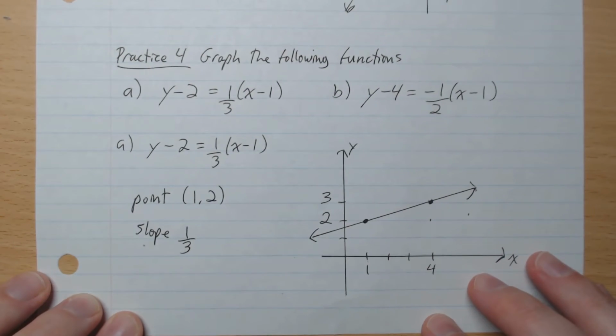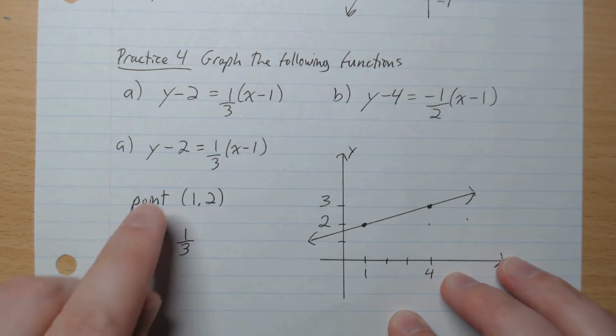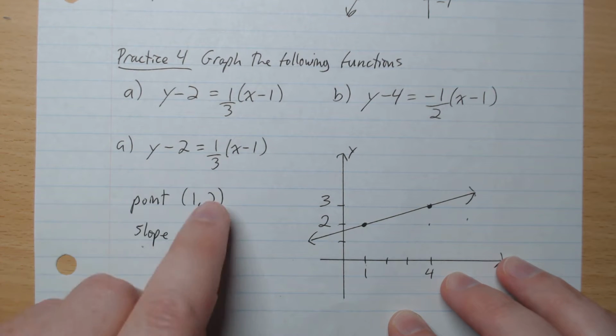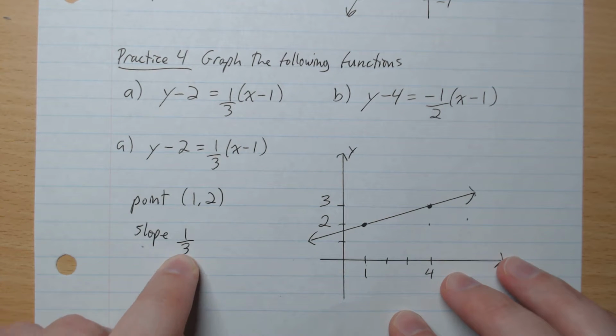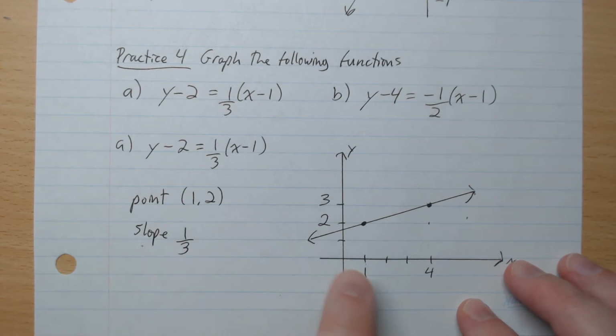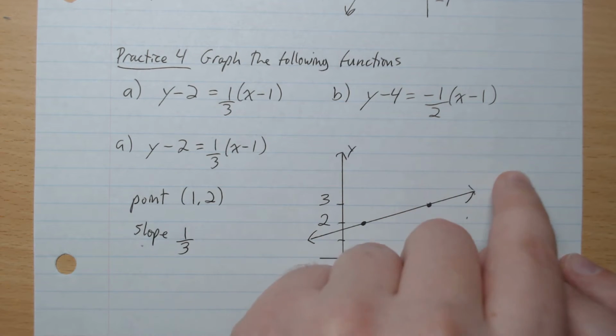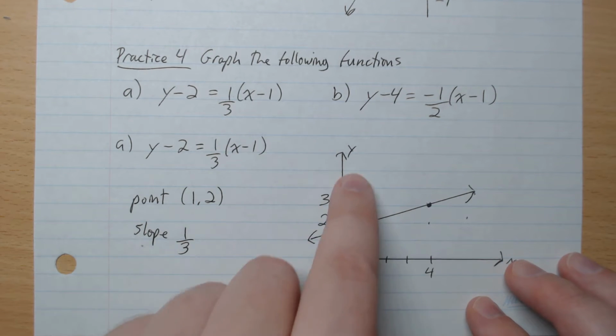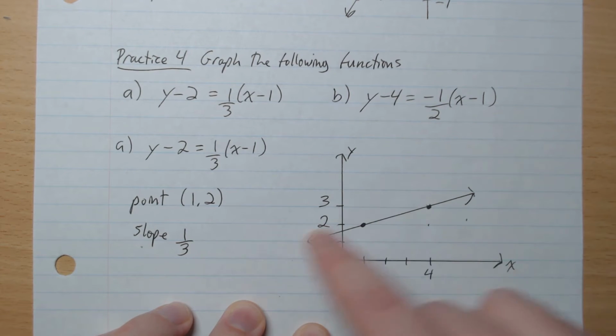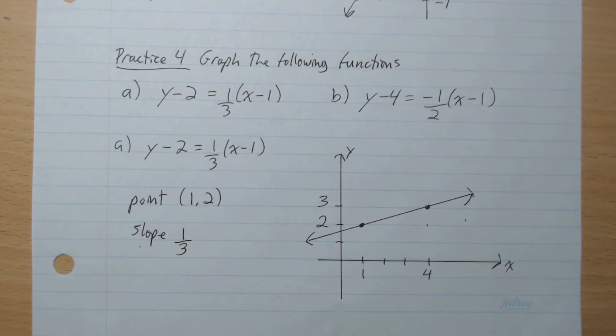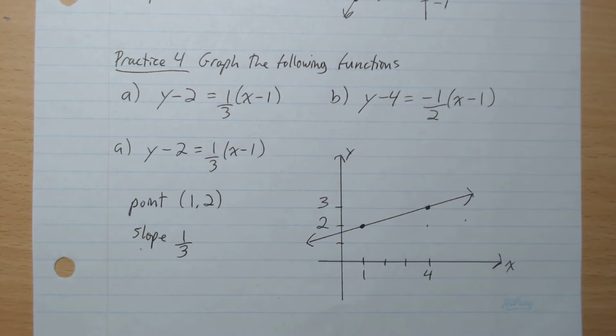Okay, we're back. So A, we see that the point is (1, 2) and the slope is 1 over 3. So we're going to start at (1, 2), like this. Then 1 over 3, so up 1 over 3, up 1 over 3, like that. So we identify the important numbers, and then we draw the line of our function. And so this is the graph of our function.